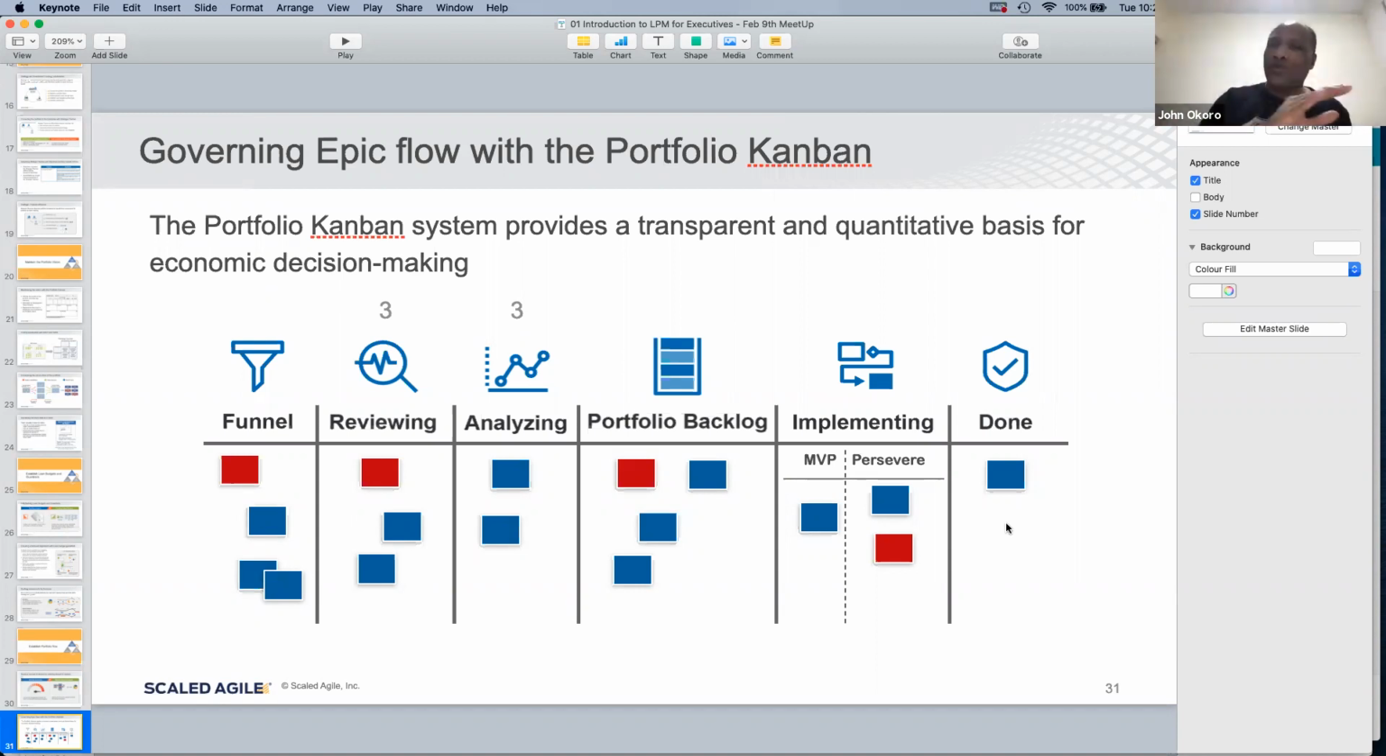So we're constantly moving through the portfolio. We are making different decisions about whether we're going to fund something and add it to one of our release trains or our value streams. We're implementing it. And this is what we call the lean startup cycle as well, because we're constantly evaluating these things as they go through our portfolio Kanban and seeing if we want to keep doing more or if we want to stop, right?